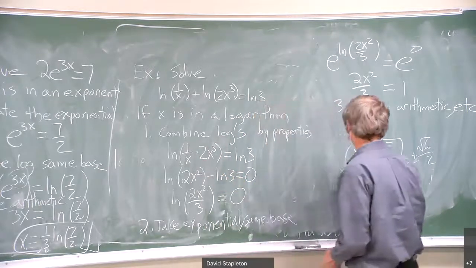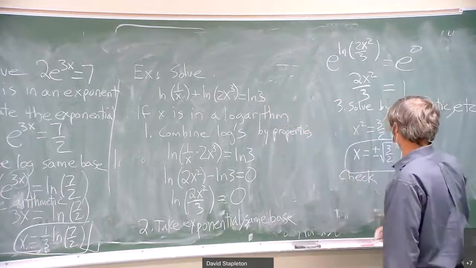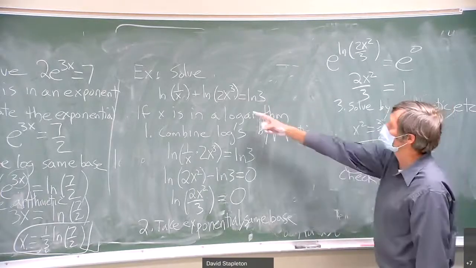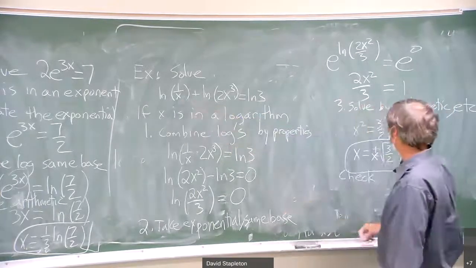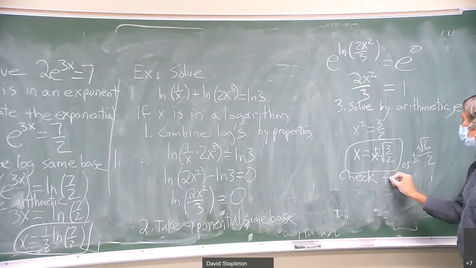So the last thing you need to do here is check your answers. If you get a logarithm of a negative in the original, you have to throw it out. And minus square root 3 over 2 doesn't work, right? You get log of a negative. So there's actually only one answer on this one. Check for log of negative.